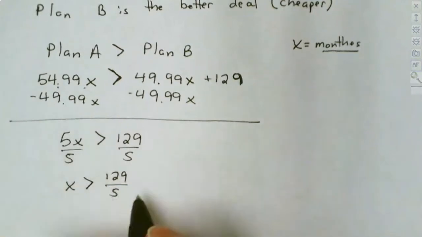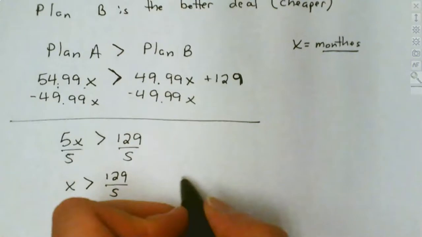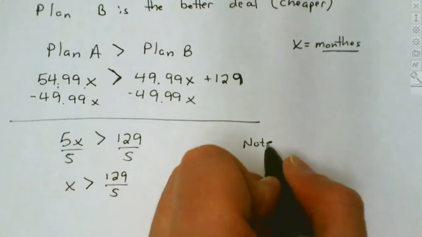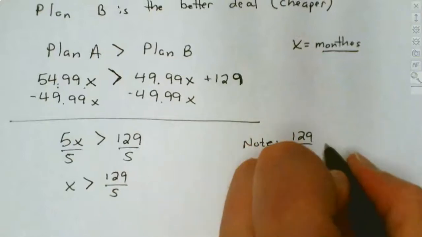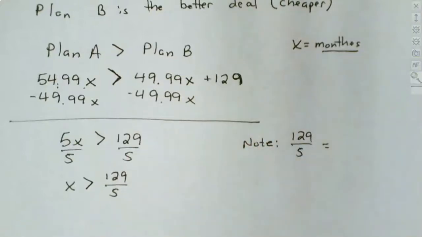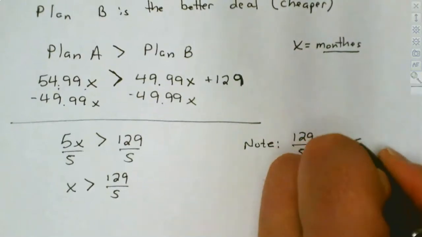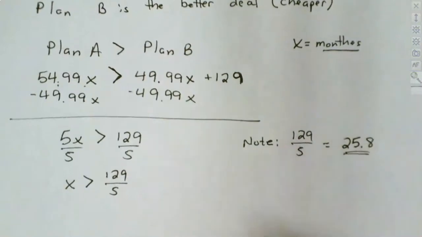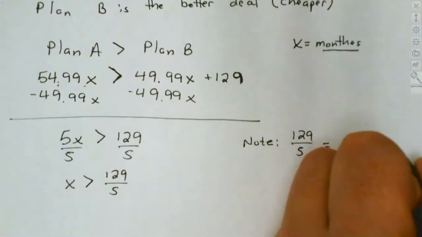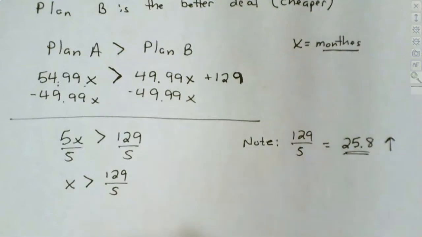Now, what's 129 over 5? Just so we know. 129 over 5 is going to come out to be what? That comes out to be 25.8, right? And 25.8, we're going to have to go up to the next month. So we would go up to 26 months.